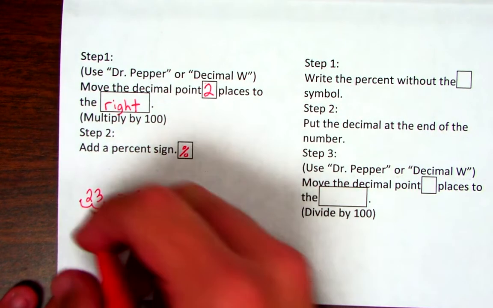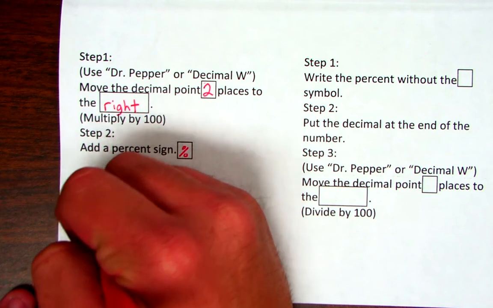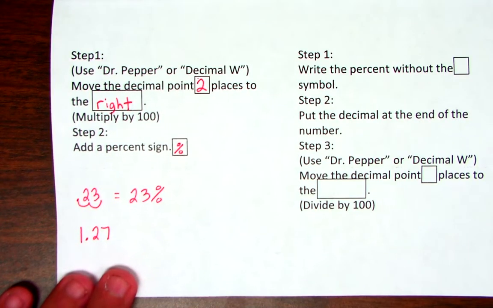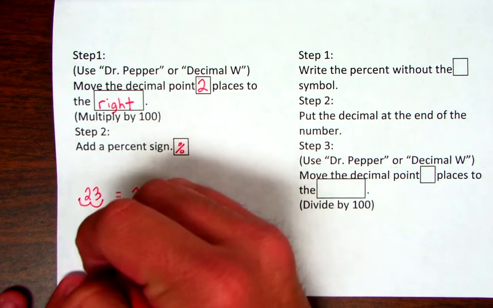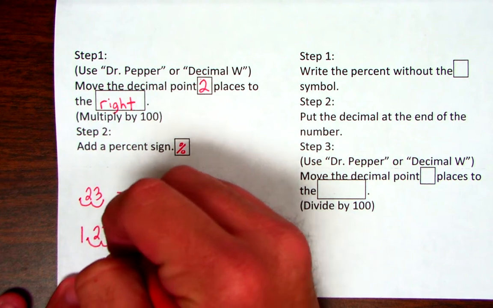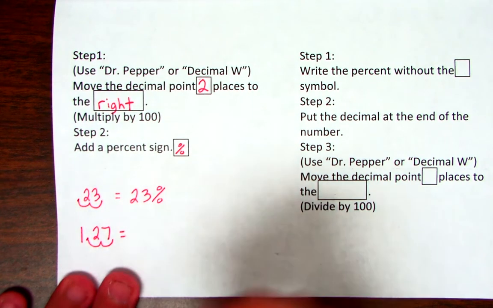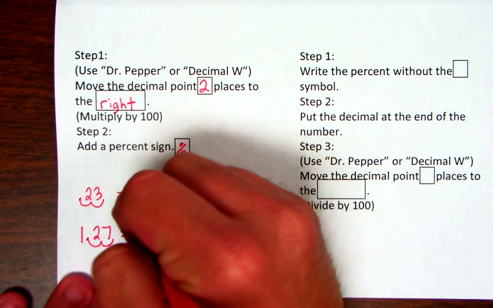Well, what happens if you have this? And now I say convert 1.27 to a percent. Again, you take your decimal and move it 2 places to the right. Well, I now have 127%.